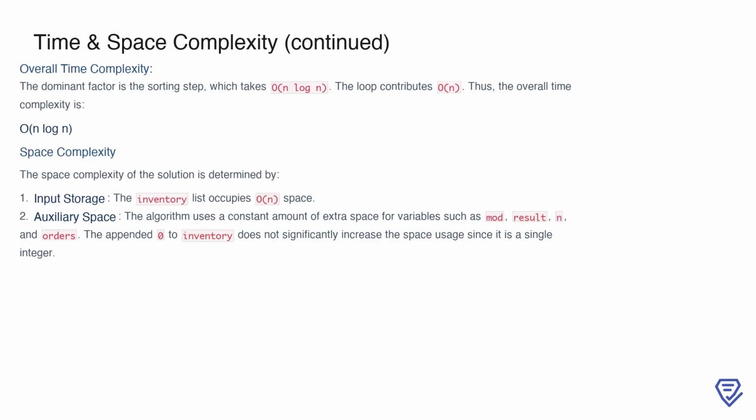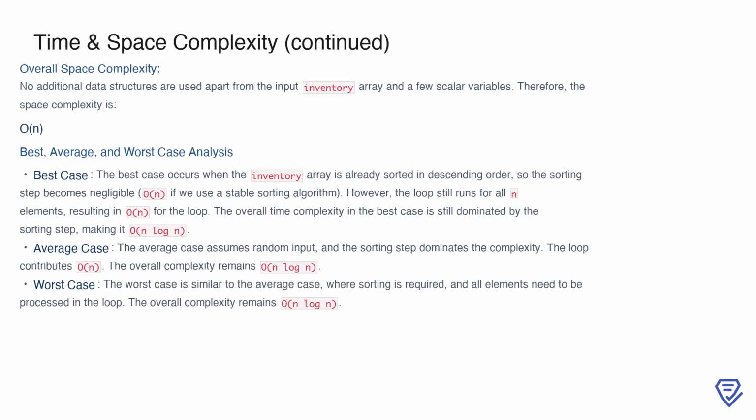Now, looking at the space complexity, the inventory list itself occupies n space, as it contains n elements. Beyond this, the algorithm uses a constant amount of auxiliary space for variables like mod, result, n, and orders. Even the 0 appended to the inventory adds only a single integer, which is insignificant in terms of space usage. Therefore, the space complexity is determined primarily by the input storage, which is n. Summarizing, no additional data structures are used apart from the input inventory array and a few scalar variables. This leads to an overall space complexity of n.